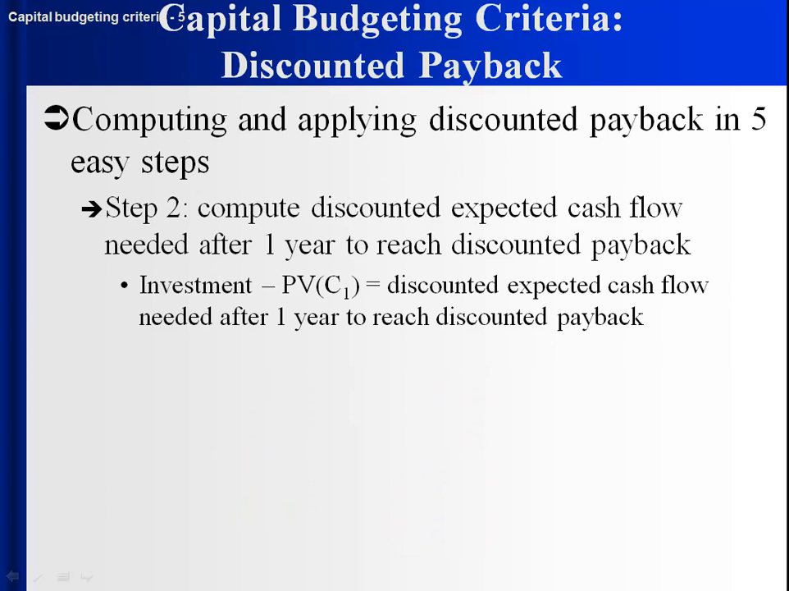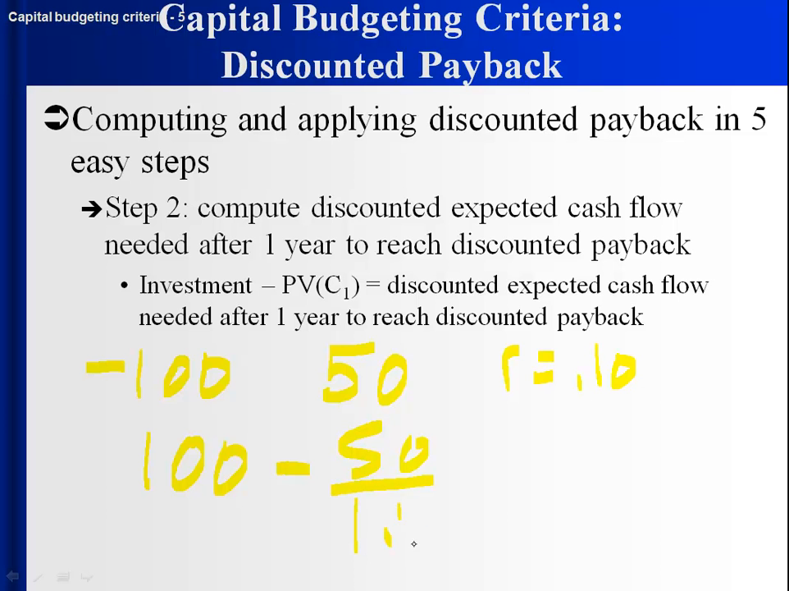Step 2. You want to find out the discounted expected cash flow needed after 1 year to reach discounted payback. So again, suppose in year 0 you lay out negative 100, so you need 100. In year 1 you expect 50. How much do you need after 1 year? Let's say the cost of capital is 10%. It's 100 minus 50 over 1.10. You have to remember to take the present value, and that's how much you need after 1 year.